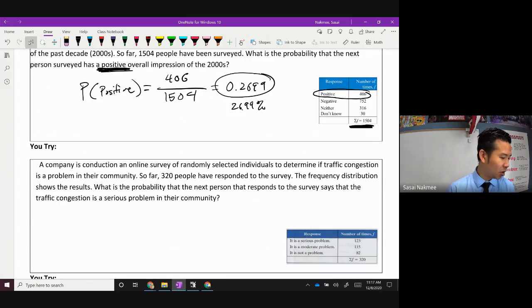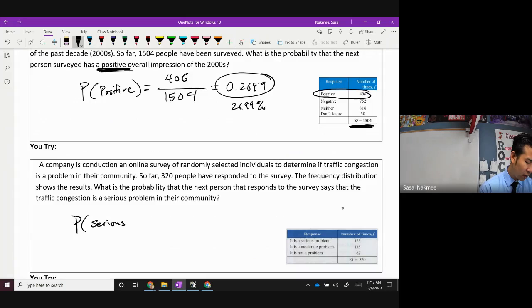The frequency distribution shows the results. What is the probability that the next person who responds to the survey says that traffic congestion is a serious problem in their community? So guys, can you go ahead and do that real quick? They're asking us to find the probability that it is a serious problem.